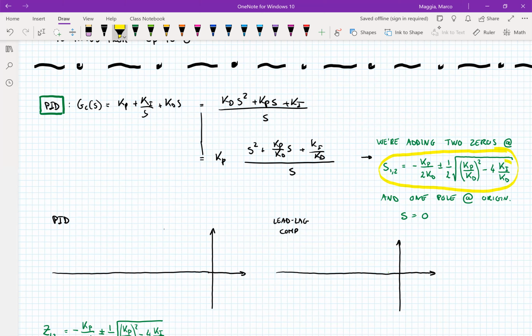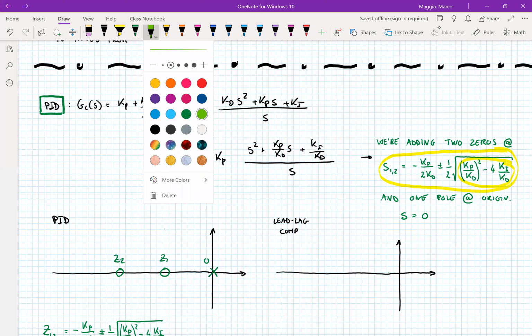Well, it depends on the argument of the square root. If whatever is under the square root is positive or equal to 0, then the 2 zeros that we are adding are real. Otherwise, we're adding 2 complex conjugate zeros. So let's assume that we have two real zeros. In that case, the two zeros are right here. Let's say this is Z2 and Z1, and then we have our pole at the origin.